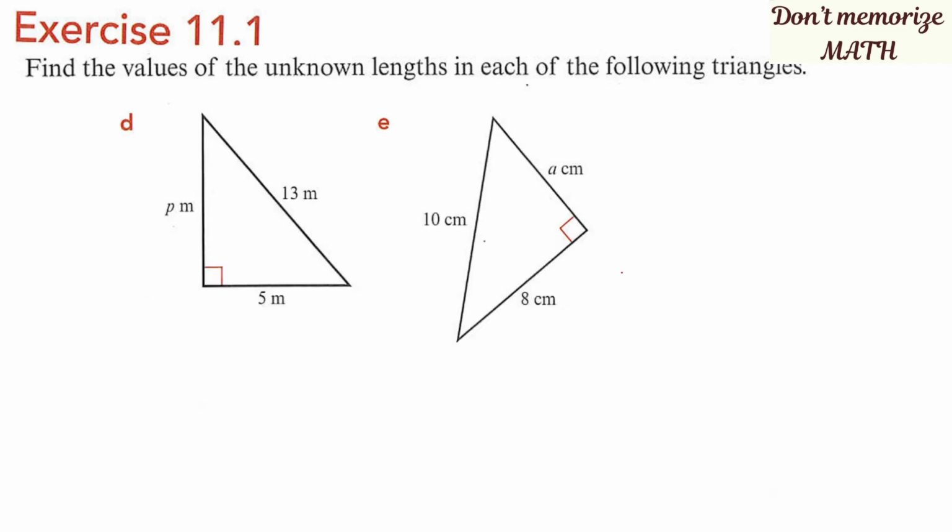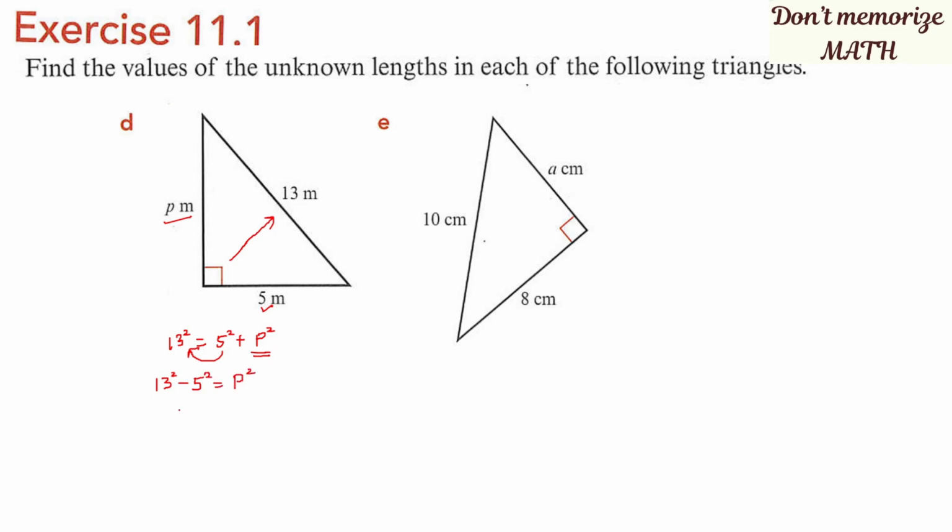Okay, so question D. Find the value of the unknown lengths in each of the following triangles. We are using Pythagoras theorem. So opposite of 90 degrees is hypotenuse. So hypotenuse square is equal to base square plus height square. So base square 5 square plus height is p, so p square. We need the value of p, so keep the p here, move 5 square to the left side. So plus 5 square will become minus 5 square. So you will get 13 square minus 5 square equal to p square.